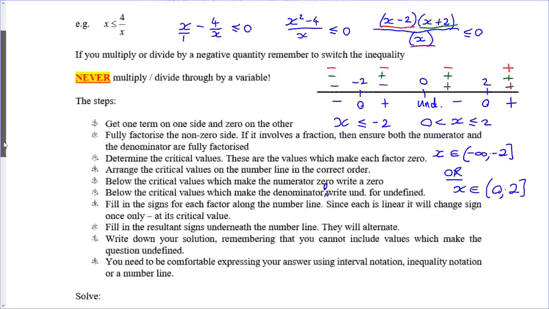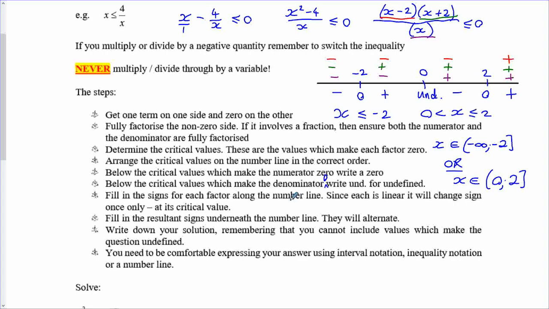Okay, and then the last form that we've got to be comfortable with is displaying our solution on a number line. We're going to do that as follows. Here's negative 2, and we're basically saying we can go anywhere to the left of negative 2, including negative 2, so we have a closed dot, or from 0, not including 0, up to 2. We would put a closed dot there because we're going to include 2, but an open dot there because we're not going to include 0. Okay, so that's the end of that.